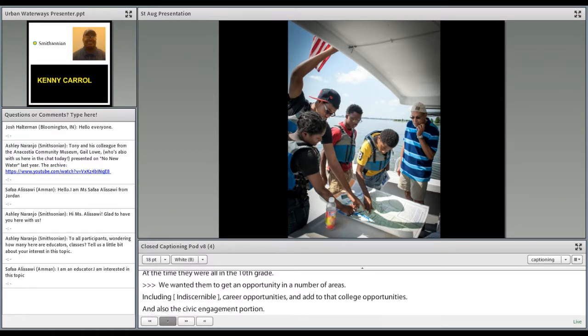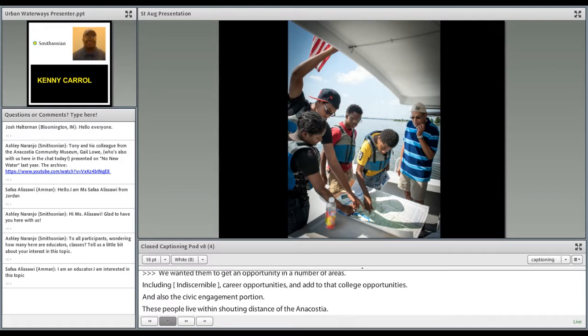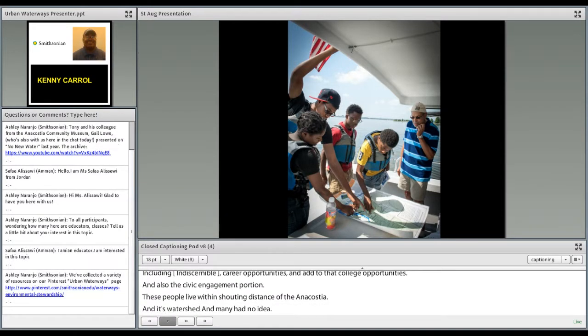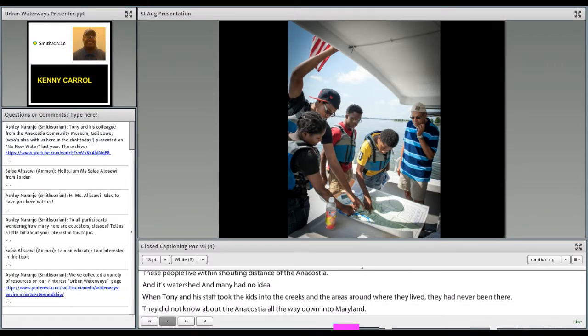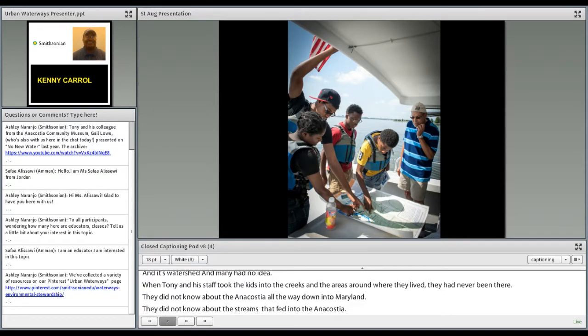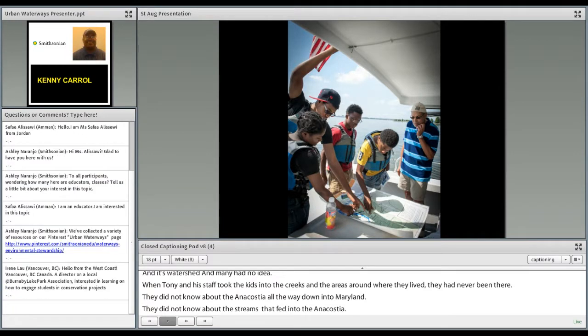So when Tony and his staff took some of the kids this summer into the creeks and the areas around where they live, they had never been there, didn't know about the Anacostia all the way down into Maryland, didn't know about the streams like the Watts Branch and those others that fed into the Anacostia. And so this was a learning experience and one that engaged them in so many areas of academic enrichment, and most importantly, gave them a consciousness about the environment where they lived.